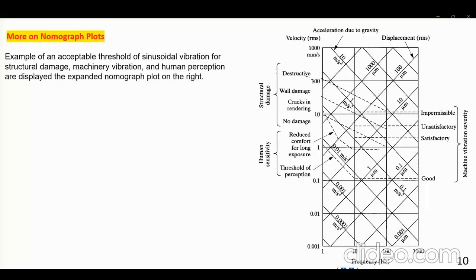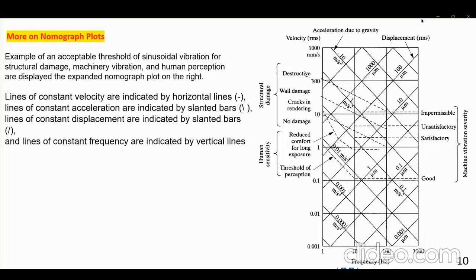So here is the same nomograph that I showed you before, except that the standards set by ISO are set here. So these are the 45-degree lines. We show the displacement. These are the minus 45-degree lines, which are the acceleration. And the vertical axis is the logarithm of velocity, and the horizontal axis is the logarithm of frequency. Remember, these are log plots. All of these are log.